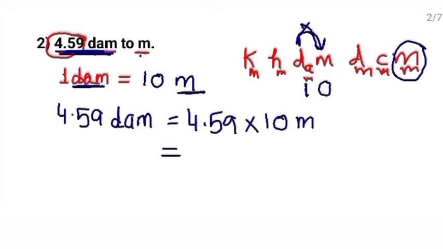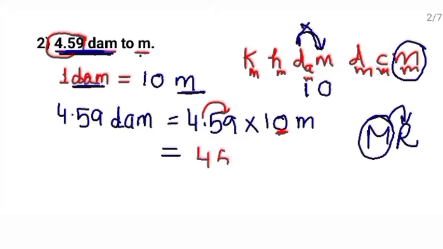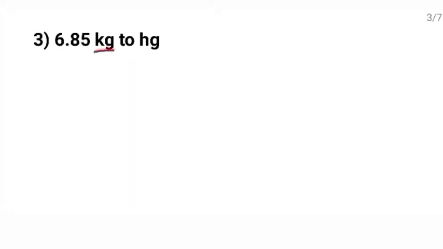Clear? Mr. DL, you are multiplying by the power of 10. So shift the decimal to the right place. How many places? You have only 1 0 here. So shift only 1 place. Your decimal will shift to this place now. So what is your answer? 45.9 meters. Simple. Next one, kilogram to hectogram.